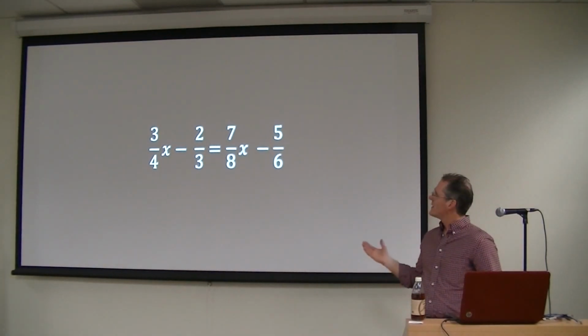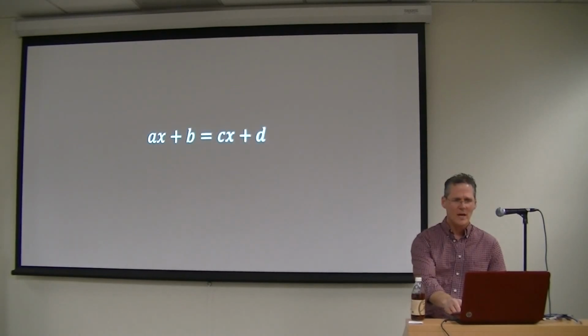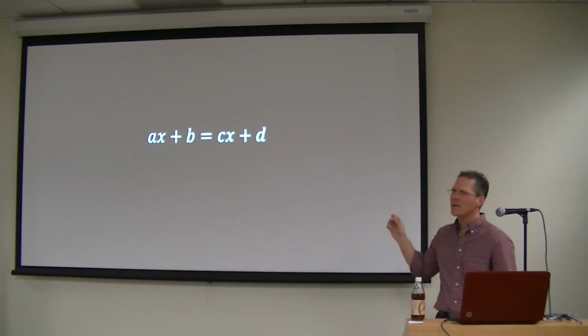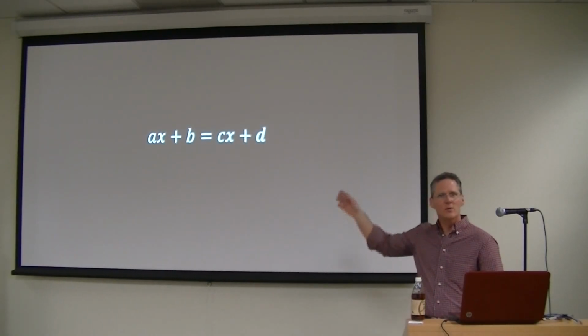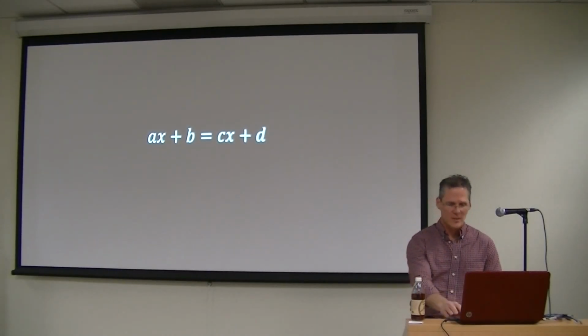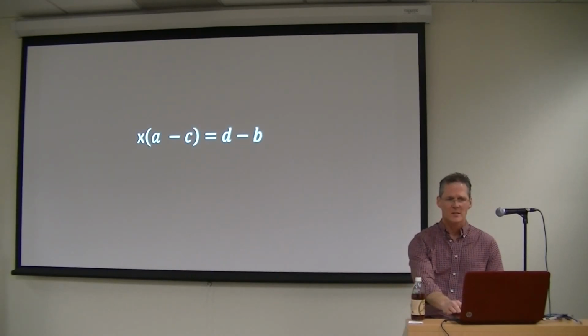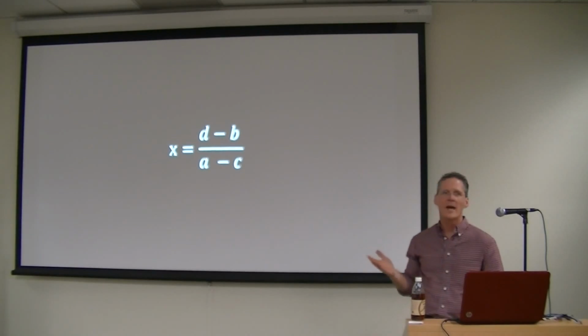But I said to him, well, it's really all the same. You've got some number times x plus something is equal to another number times x plus something else. So here's the pencil and paper, back to Don Cohen. You can start off with pencil and paper and solve this for x by moving all the x's together and all the other numbers together, factor out the x, and then divide by a minus c. So you've just solved for x.